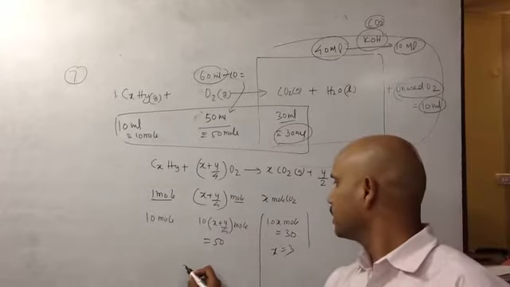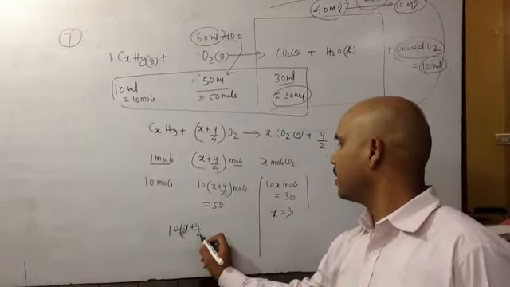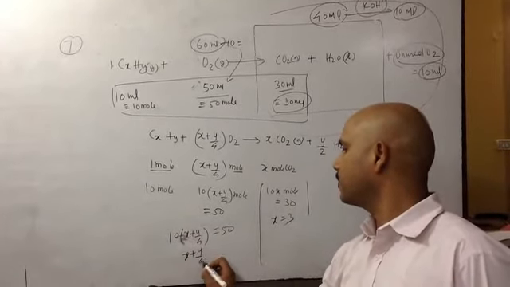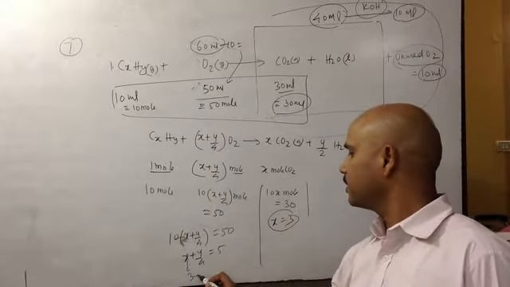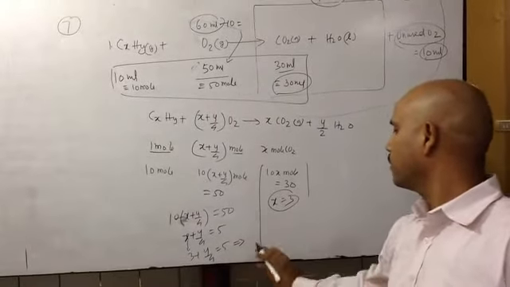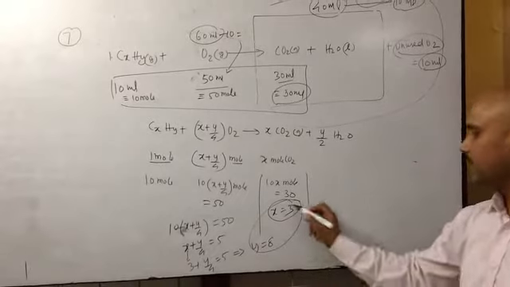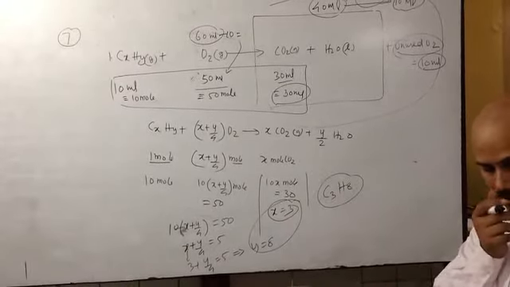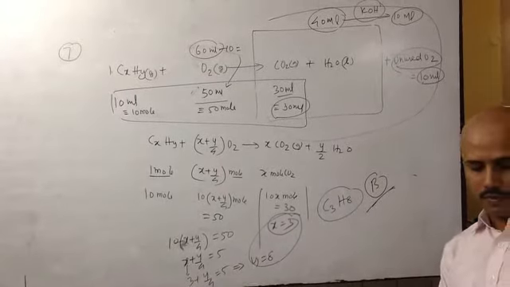Similarly here, 10 times (x plus y by 4) is 50, therefore x plus y by 4 is 5. Put x equal to 3 here. 3 plus y by 4 equal to 5. Therefore, y is equal to 8. The formula becomes C3H8, which is option B. Therefore, B is the correct option for this.